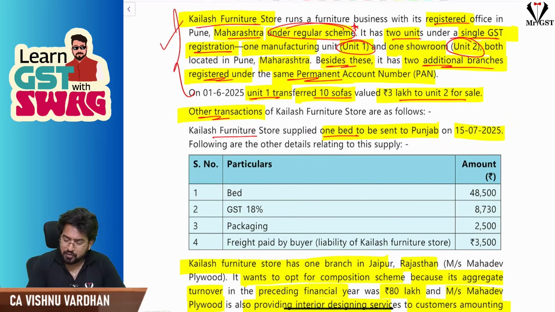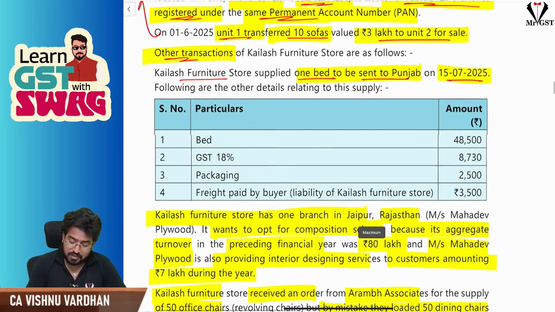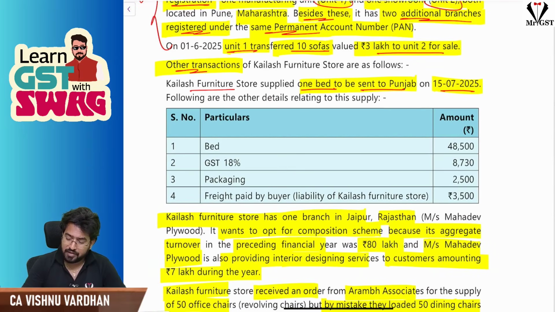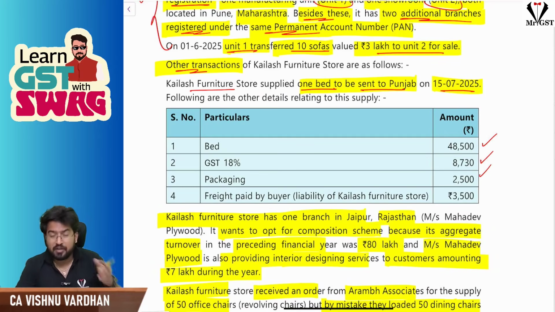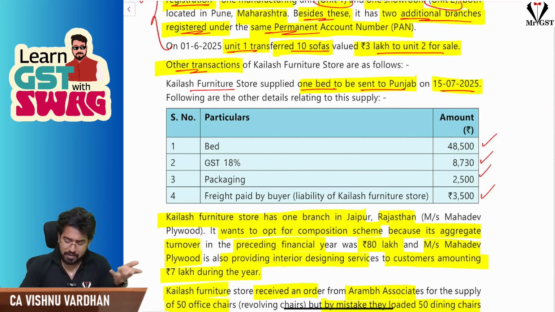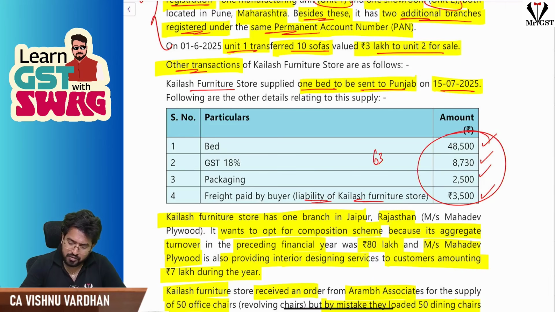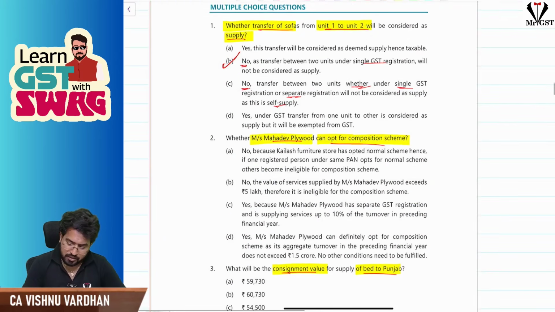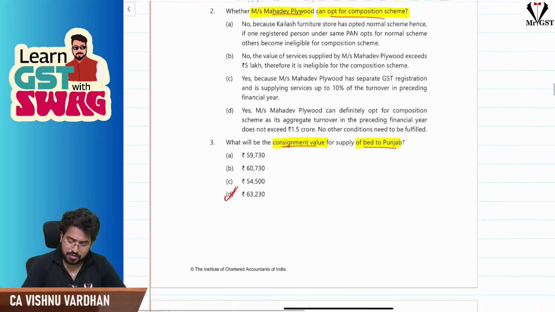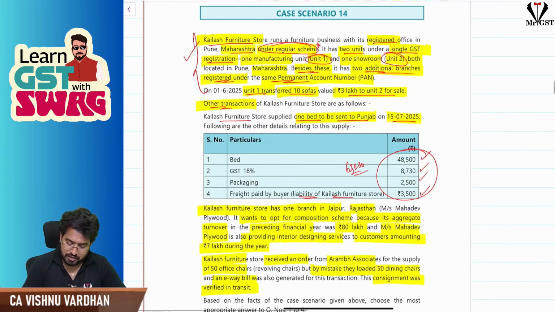Kailash Furniture Store supplied one bed to be sent to Punjab. Regarding the bed sent to Punjab, we have this consignment value concept, correct? The consignment value of the bed is 48,500. And consignment value means we should add GST, so add this also. Packing charges will form part of the value of supply. So consignment value means value under section 15 plus GST. Freight paid by the buyer is a liability of Kailash Furniture. An obligation of the supplier discharged by the recipient will be added to the value of supply. So with all these things, it will be somewhere around 63,230. I have already done the calculation in the calculator. Yes, so the option will be 63,230. Option B. Okay, right. Next.